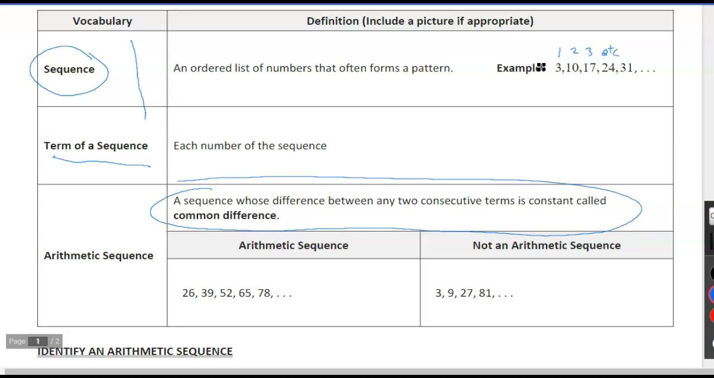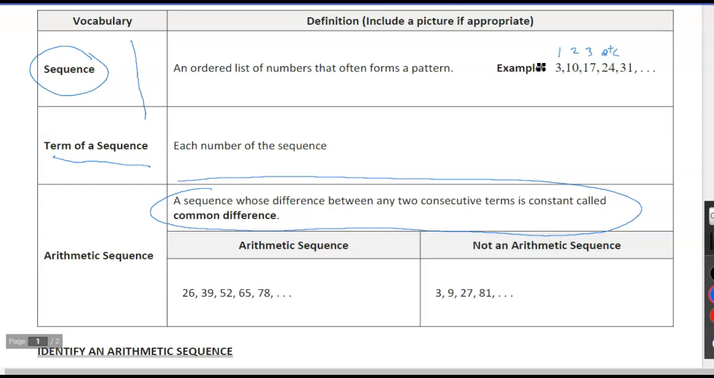And then this is one of the other important things, the definition of a common difference. It says a sequence whose difference between any two consecutive terms is constant. That's what we're dealing with today. And usually it's going to be a yes or a no. And if it's a yes, you might continue the pattern. If it's a no, you can't continue the pattern.